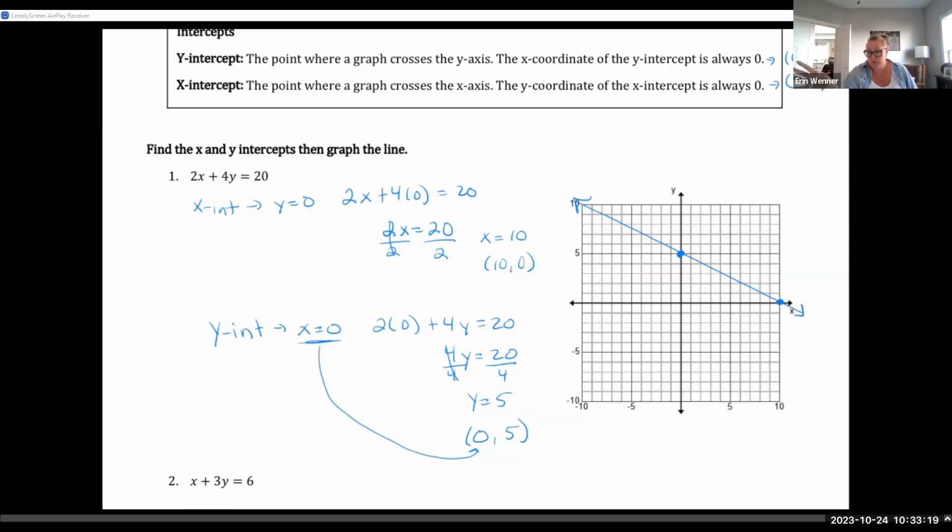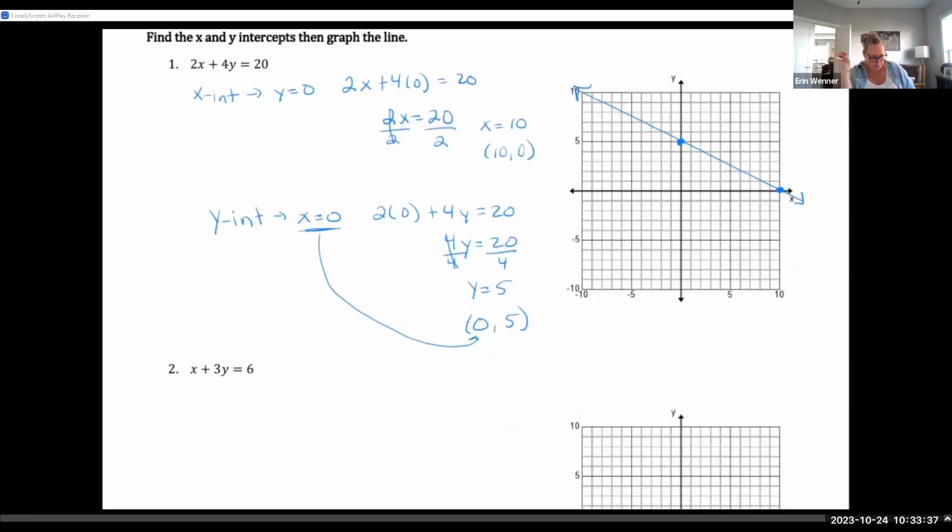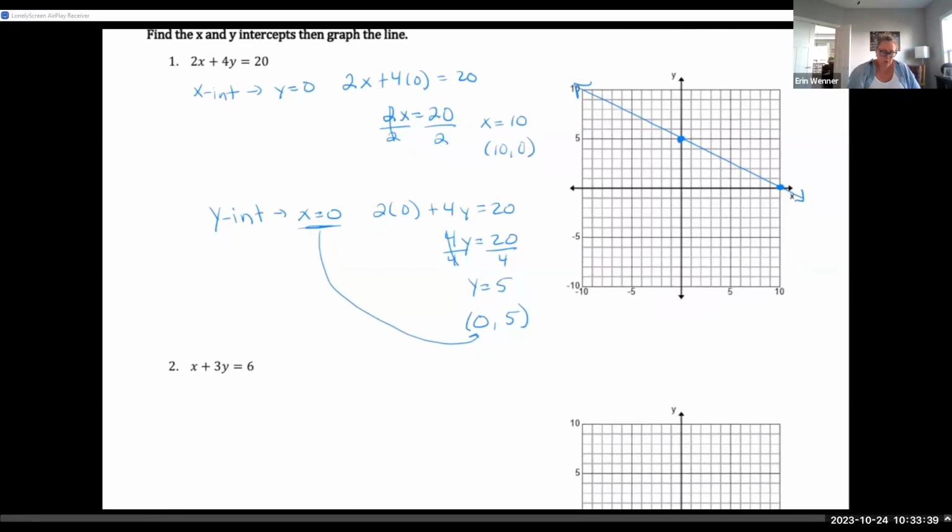And I know that's frustrating. But we're asking you to practice. Can you find those intercepts? And then can you graph the line using those intercepts? So it's a skill that we're having you practice. So I want you to think about what I did in number 1. Look at number 2. I want you to find your x and y intercepts. And I want you to send me those ordered pairs and then graph your line.